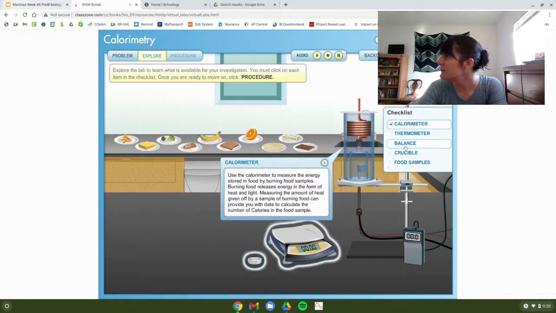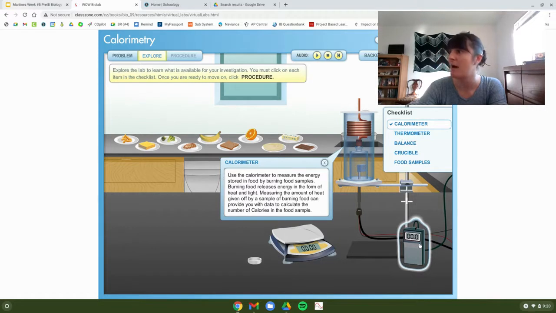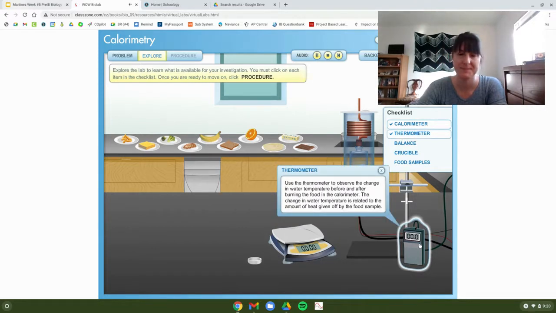All right, next one looks like thermometer. Here's the thermometer. Use the thermometer to observe the change in water temperature before and after burning the food in the calorimeter. The change in water temperature is related to the amount of heat given off by the food sample.